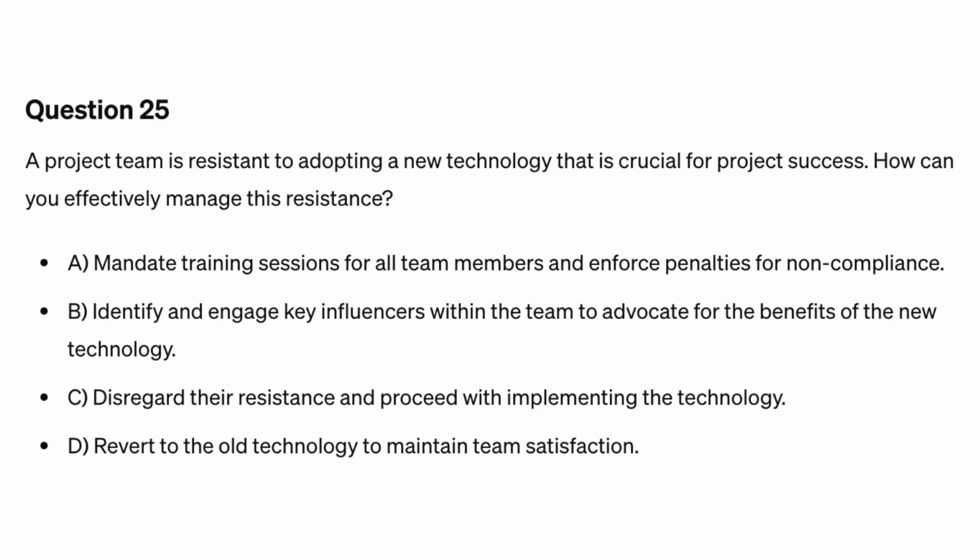Question 25. A project team is resistant to adopting a new technology that is crucial for project success. How can you effectively manage this resistance? A. Mandate training sessions for all team members and enforce penalties for non-compliance. B. Identify and engage key influencers within the team to advocate for the benefits of the new technology. C. Disregard their resistance and proceed with implementing the technology. D. Revert to the old technology to maintain team satisfaction.